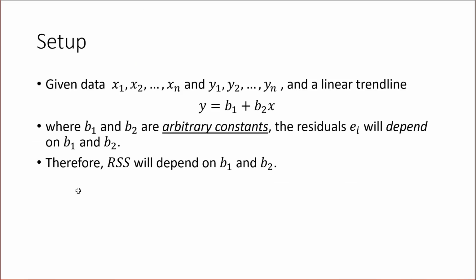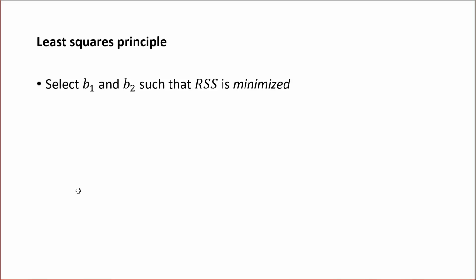That idea is all we need to describe the least squares principle. So the least squares principle is simply this. Select B1 and B2, that is, select the slope and the intercept of the trend line such that RSS is as small as possible. Remember, we use RSS as a measure of fit, where we've said that the smaller the RSS is, the better is the fit. So it kind of makes sense trying to minimize RSS.